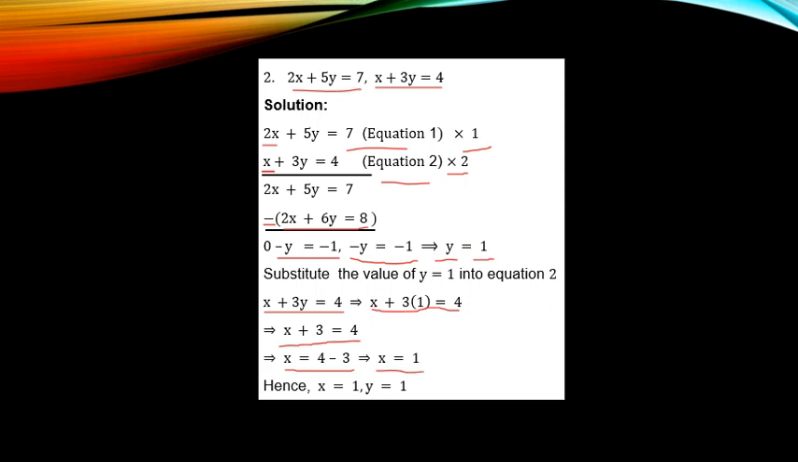So therefore, s is equal to 1, y is equal to 1. And if you check these two values on each of the equations, you're going to have 7 for equation 1 and 4 for equation 2. That shows that the two values are true and they are unique. Okay?